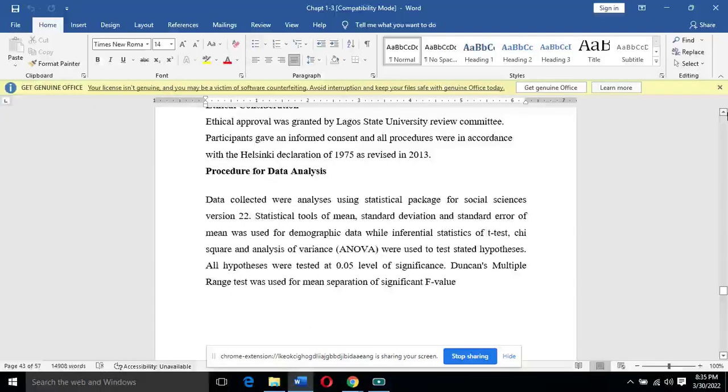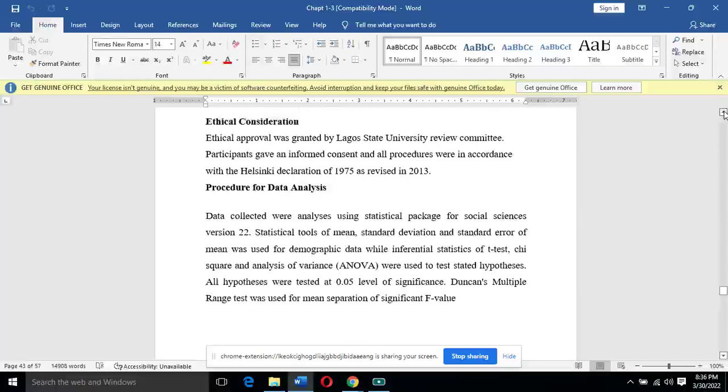Maybe in your own department, you don't use one or two of these, or you have something that you also add to it. But basically, these are the basic things that are expected to be in your chapter 3. So I hope we understand this. Please, this chapter 3 is very, very important, because once your methodology is wrong, definitely your result will be wrong. If you don't use the right methodology, then it is going to affect the result.